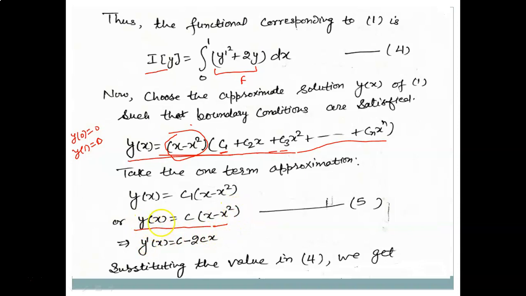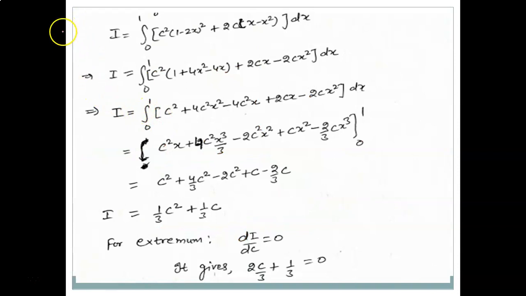Now substitute this value of y and y dash in equation 4 over here. Once you substitute the value, the integral becomes like this. And when you solve this integral, with limits 0 to 1, you get the value of I equal to this. Now there is involvement of only one constant c, and we want to find the extremum of this integral I. So for extremum, the condition is that the differentiation with respect to this variable c equals 0.